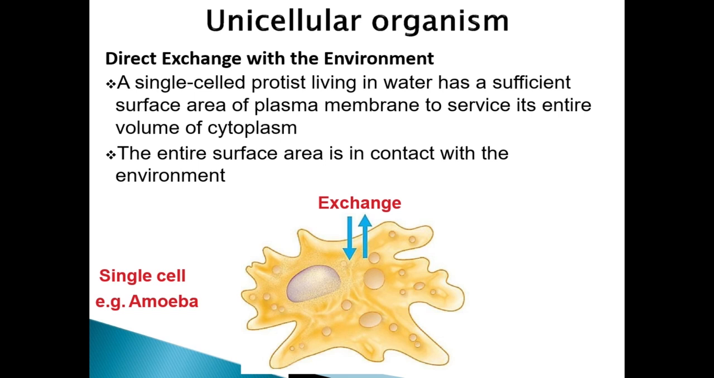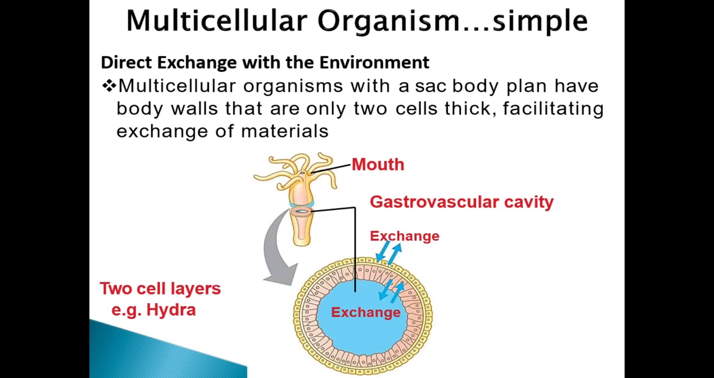dispose of wastes. What about multicellular organisms that are fairly simple? There are only 2 layers of cells which form the body. In other words, diffusion can still take place relatively easily, and it has the sac body plan, which allows a lot of movement of water through the body to carry the materials to bring it into contact with these cells.